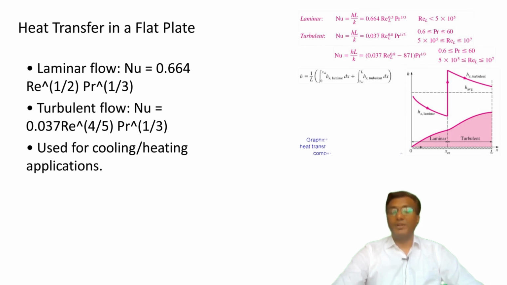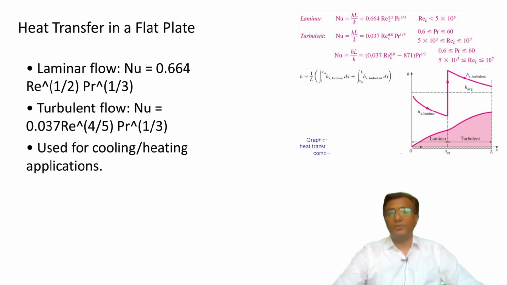0.664 multiplied by Reynolds number multiplied by under root of L multiplied by Prandtl number raised to 1 by 3. Now here, the Reynolds number is based on the plate's length and Prandtl number is given by Pr.